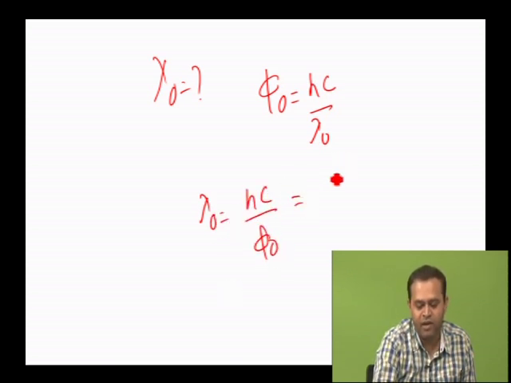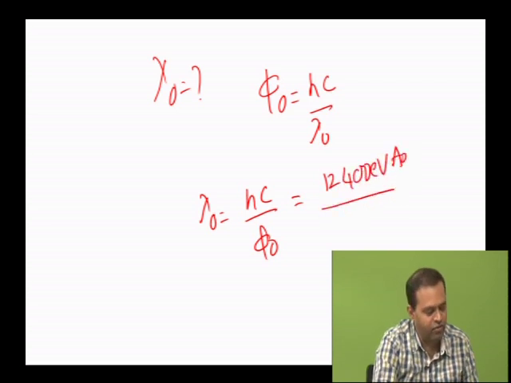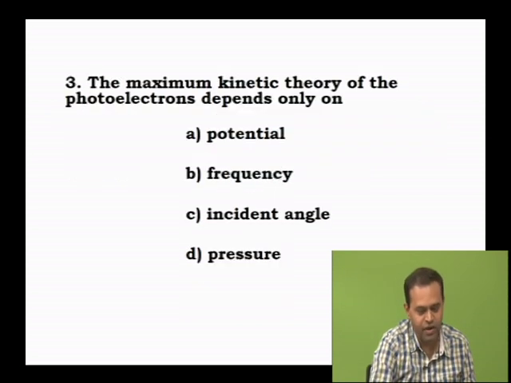Correct? I told you the value of hc will be 12,400 electron volt angstrom. What is the value of the work function? The work function is 4 electron volt.